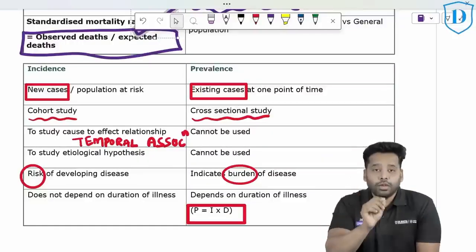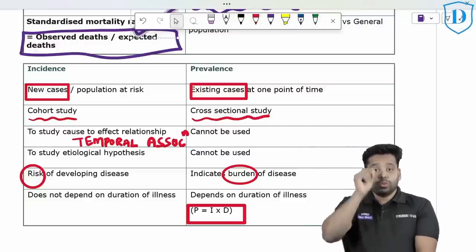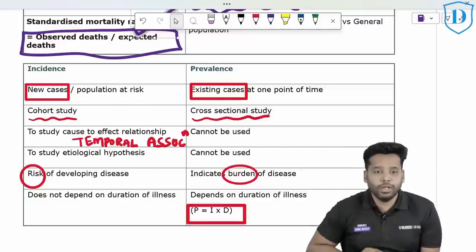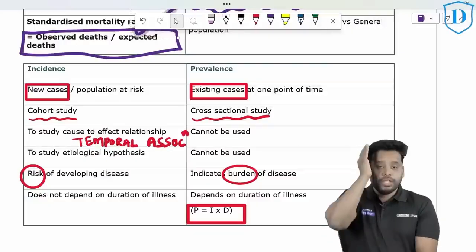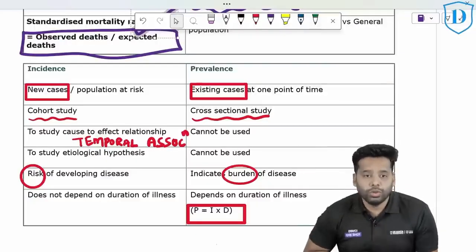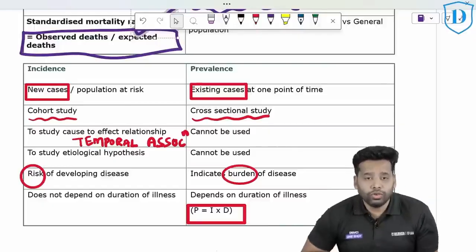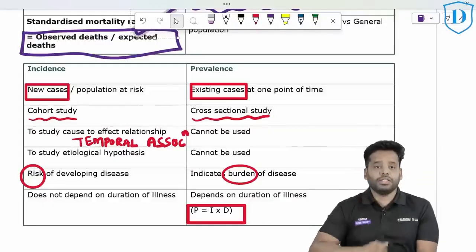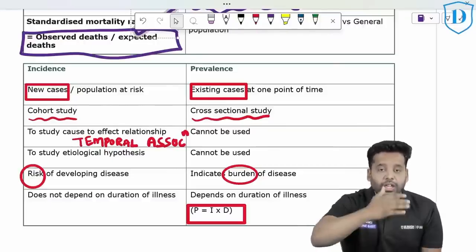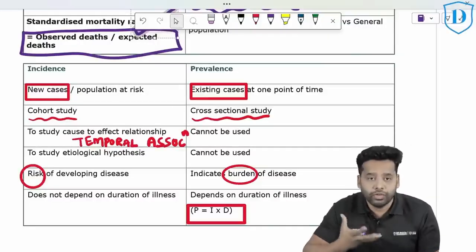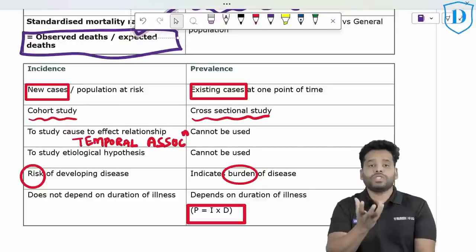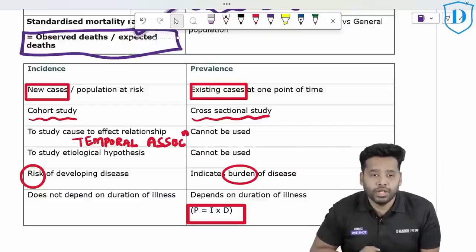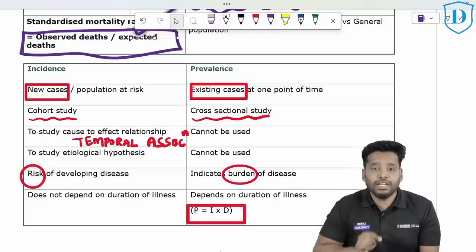Temporality. Temporal association is the most important criteria to prove etiology, true or false? Tell me. Yes, sir, it is 100% true. That is why when I calculate incidence, we can estimate etiology. Etiological hypothesis, if I want to study, we have to use incidence, which will tell how many will develop disease in the future.